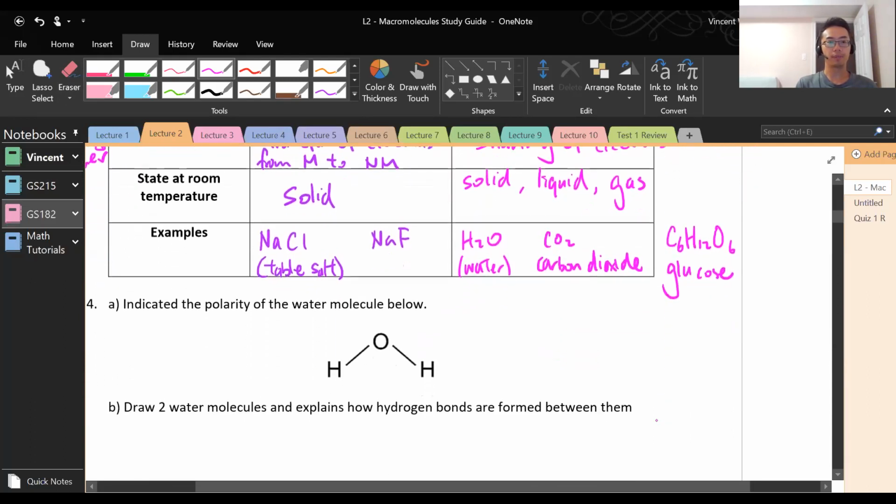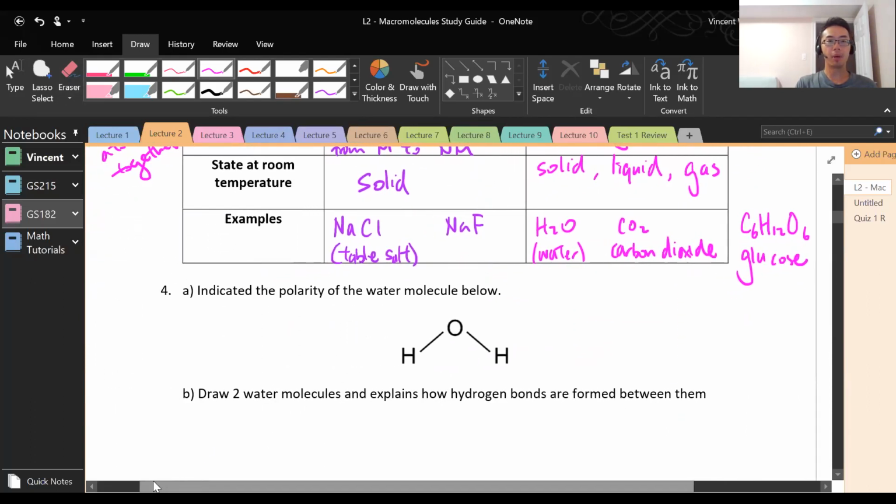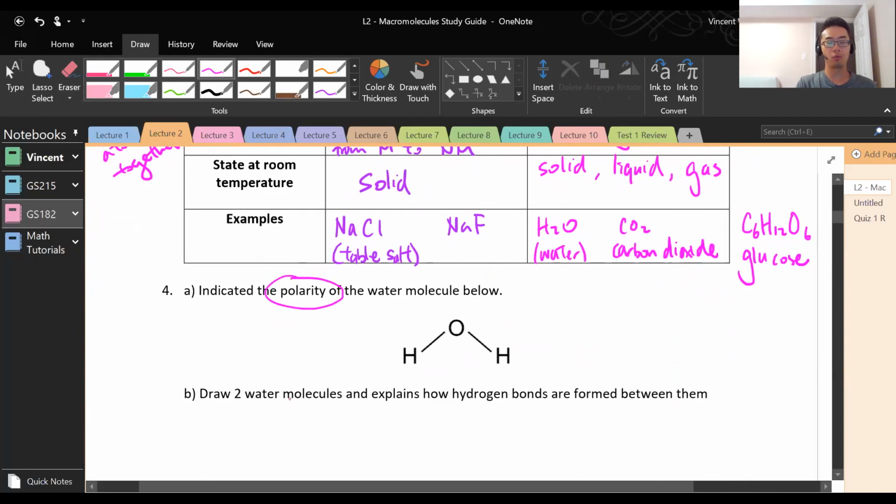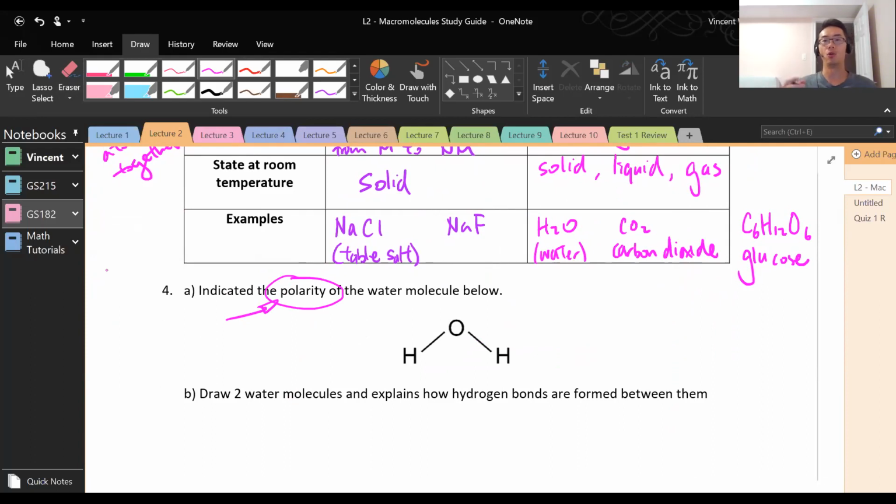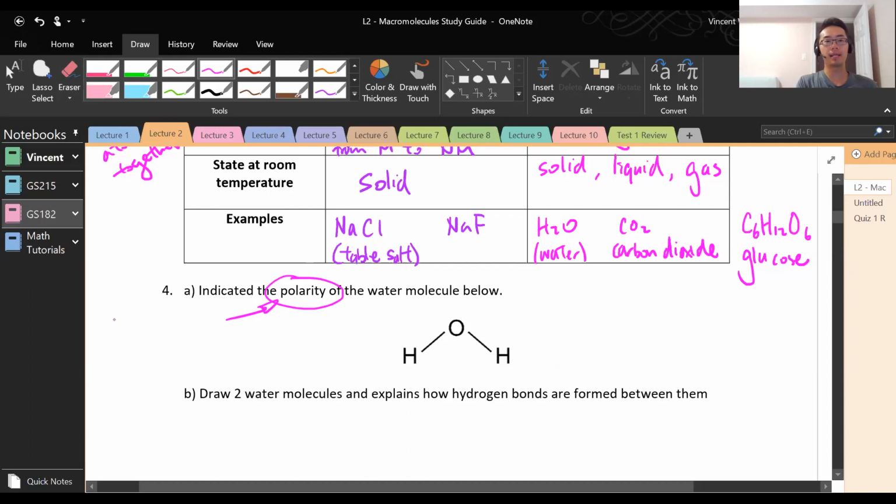All right, moving on. Indicate the polarity of water. Okay, what is polarity? Polarity means there is an uneven distribution of charges causing part of the molecule to be positive and another part to be negative. So there could be no polarity, which means it's neutral all around.